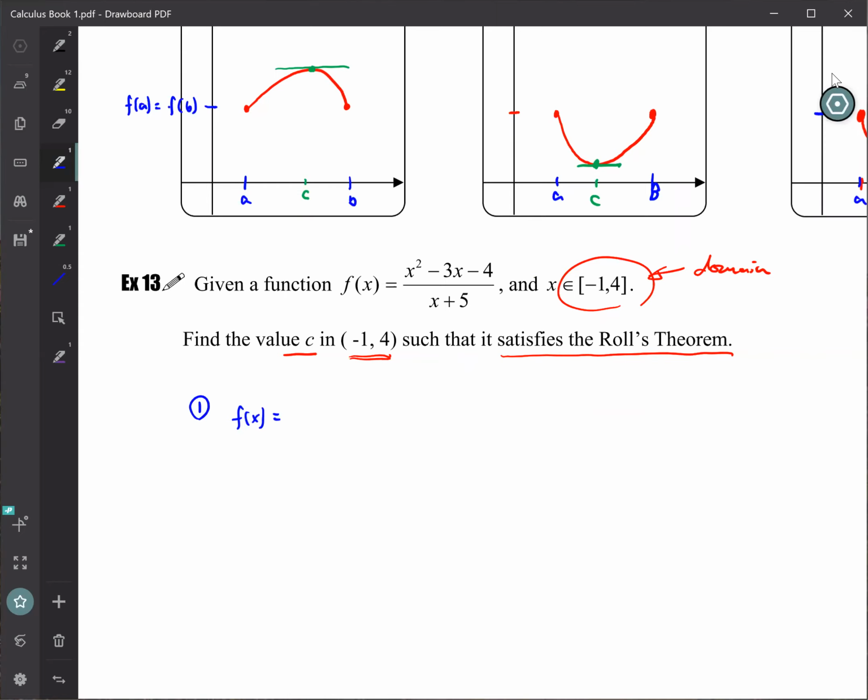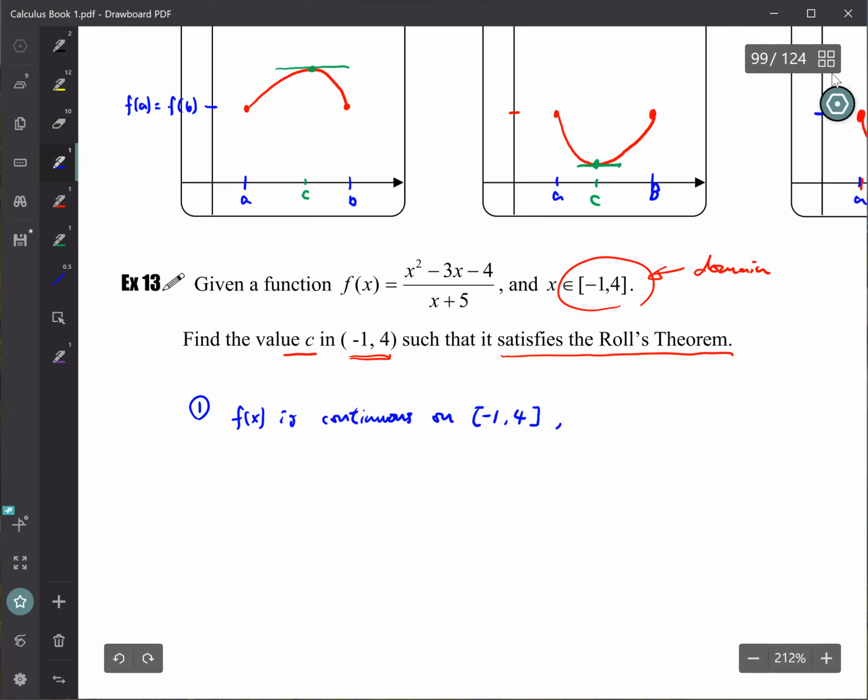Yeah, Joan, what's the interval AB here? -1 and 4. Yeah, -1 and 4, right? The interval. So we need to write that out, right? So f of x is continuous on -1 to 4. And then you need to tell me why.